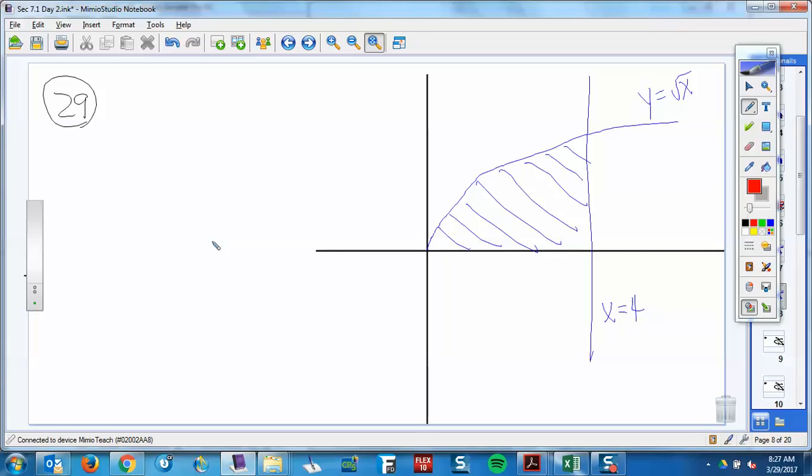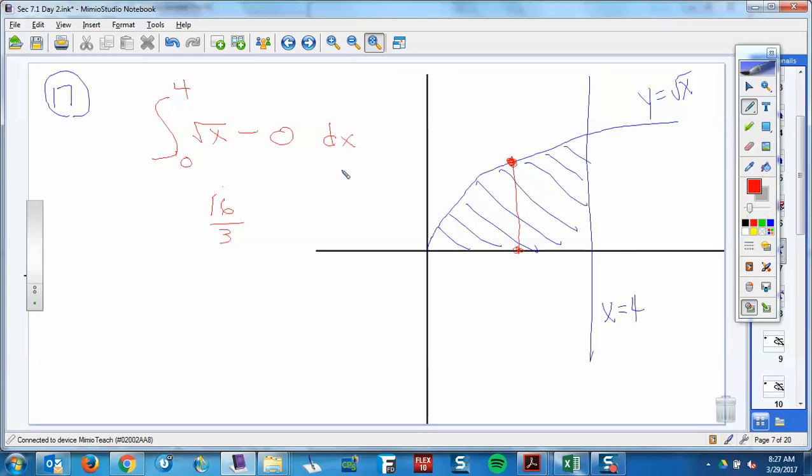Okay, number 29, I'm going to skip now. 29 was the same region, but now you were supposed to do a dy, which means a horizontal strip. Well, what does that mean you have to do with this equation right here? I'm going to have to write that as x equals y squared. When I'm doing horizontal strips, they have to be in terms of y. So my integral is going to be right minus left. So it's going to be this x coordinate, 4, minus this x coordinate, y squared. And then dy.